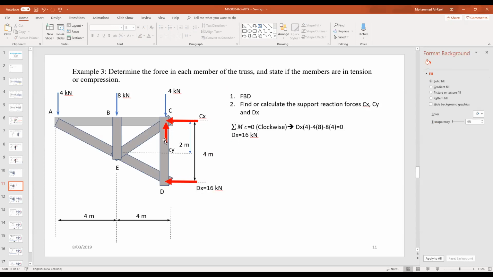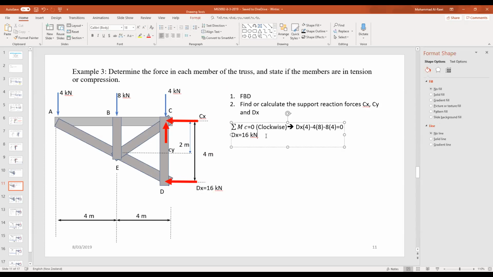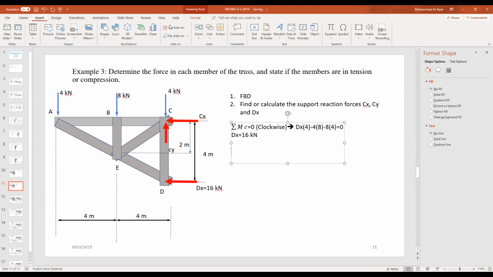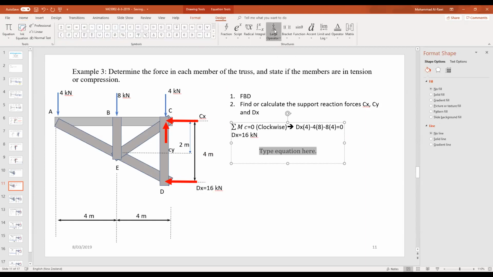Now we need to determine Cx and Cy, because that's the second step we're trying to solve here. The best way, as you see, is to say the summation of forces in the x direction, Fx, equals 0, and that direction is positive. So what do you have? You have Dx, which is 16 kilonewtons, this one. And this one is minus Cx equals 0.